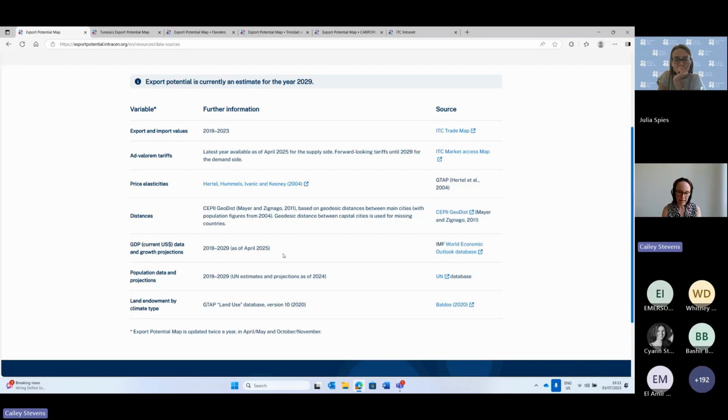To project demand into the future, we're using GDP per capita. So we're using both the GDP forecast as well as population projections, and those population projections come from the UN. We're also using something called land endowment by climate type. That's something we use in product diversification, because we want to make sure product diversification isn't suggesting erroneous products. So if it suggests a country could produce pineapples, we're going to look at whether a country has the land endowment and the climate necessary to produce pineapples.